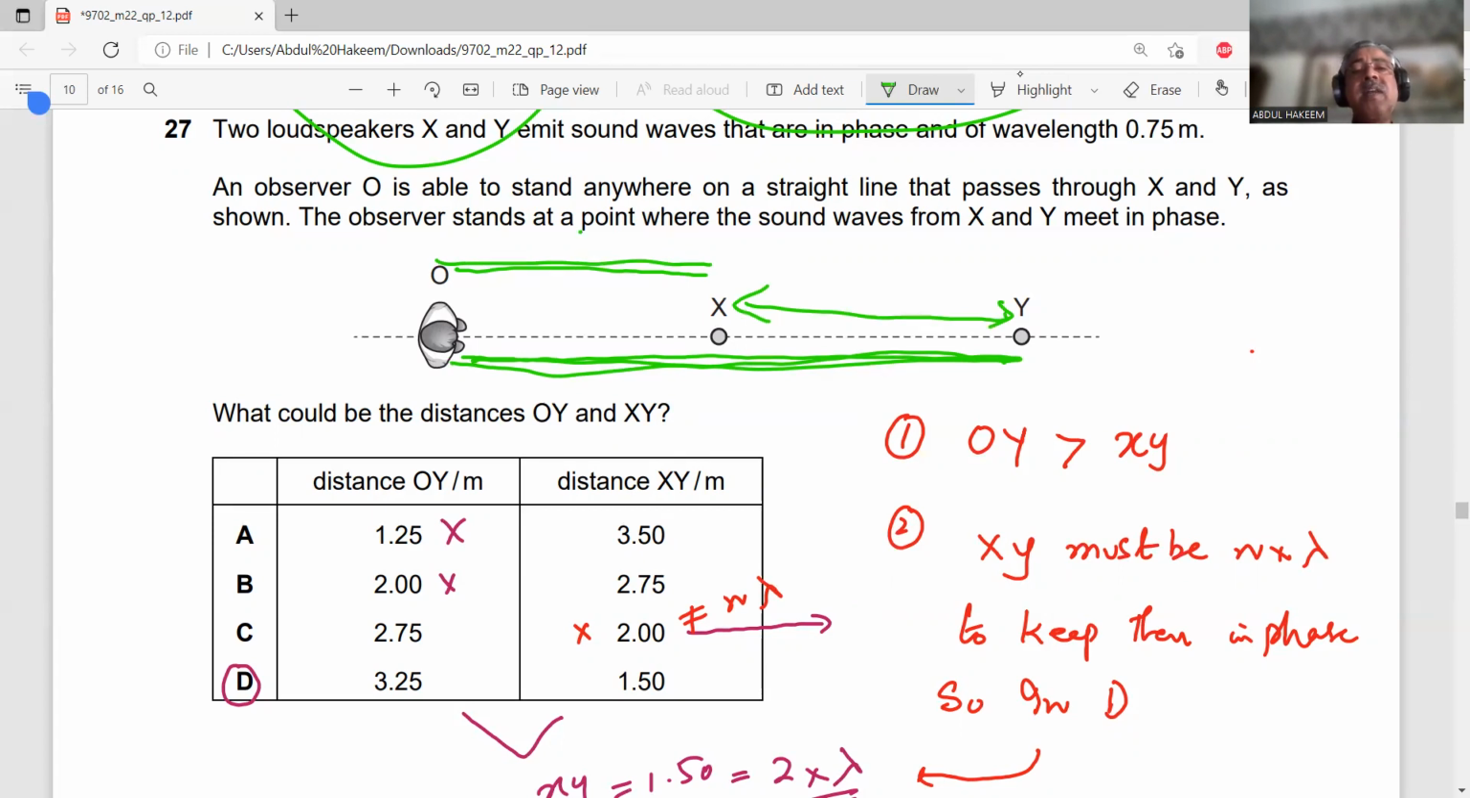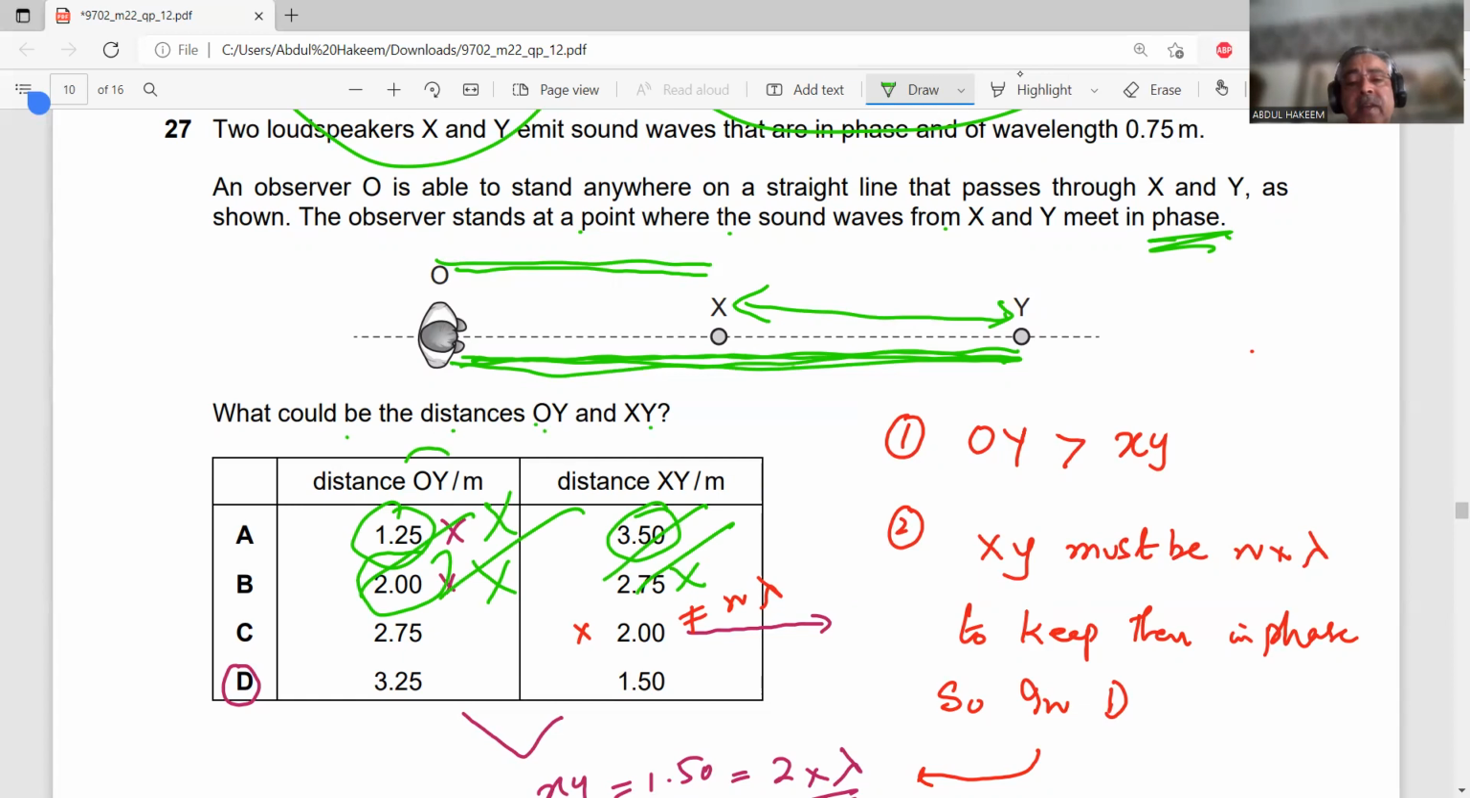The observer stands at the point where the sound waves from X and Y meet in phase, meaning constructive interference. What will be the distance OY and XY? So first, our observation is this OY distance is greater than XY. So it means A is not the option, B is not, because here the OY is smaller than XY. So A and B are not options.